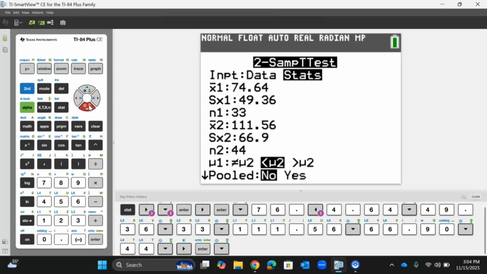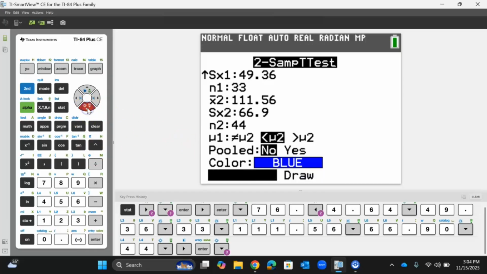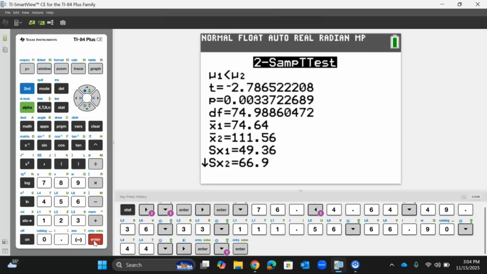Notice that in this narrative, we were not provided any information about the variances for the population. So we're going to assume that this is not pooled. So we'll go down, we don't have to worry about color, and we're going to go ahead and calculate this. So we get a t-score of negative around 2.79, and then a p-value of roughly 0.003 if I choose to round to the 3rd decimal place.